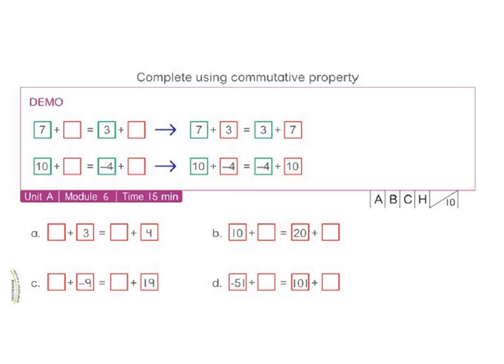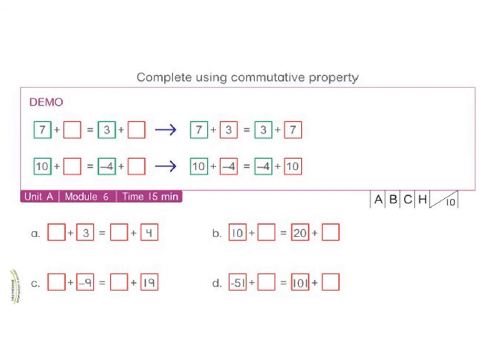Easy, right? So try to solve the questions given below. There are 4 questions. They are fill up the blanks type of question. I am giving you 1 minute to solve these questions, and I will give you the answers after that. Pause the video if required. I am reading out the question in case the video image is not clear enough. Question number A. Blank plus 3 equal to blank plus 4.